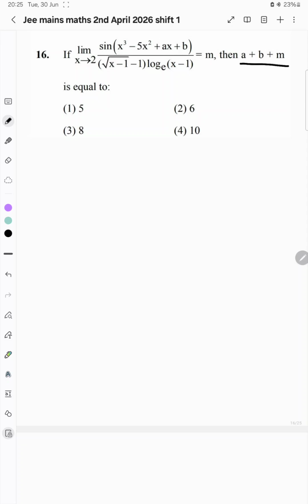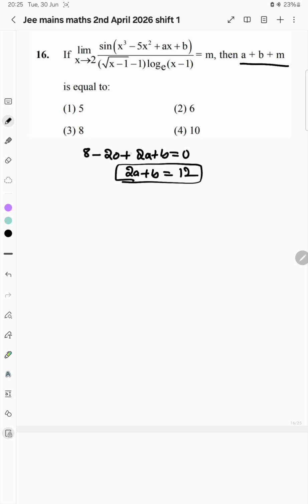0. When you substitute x as 2, 2 cube is 8, 2 square is 4, 4 fives are 20, plus 2a plus b, it must be 0. So from this 2a plus b is equal to 8 minus 20, which is minus 12. When you bring it to the right side, it will be plus 12. It is one of the relations between a and b.